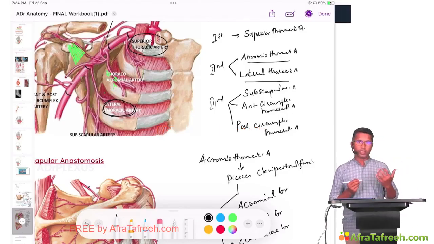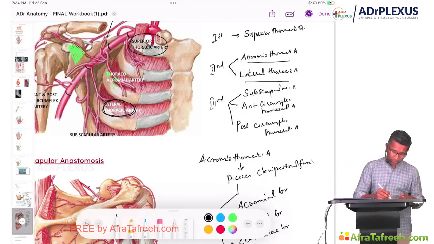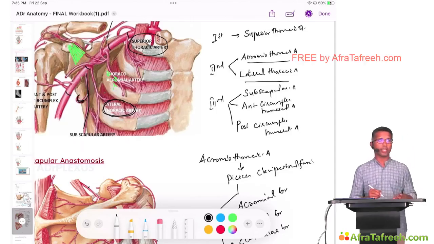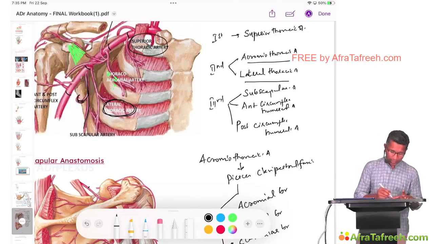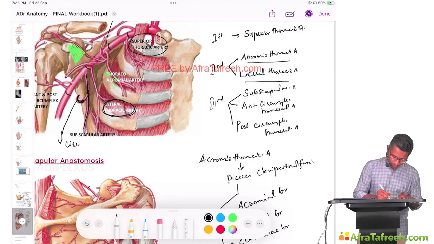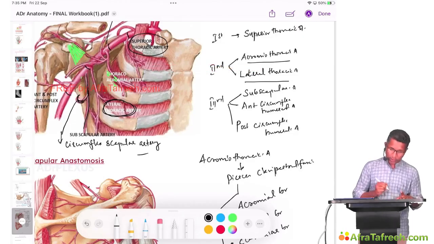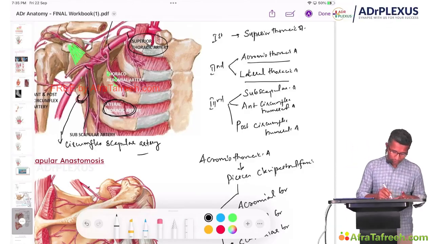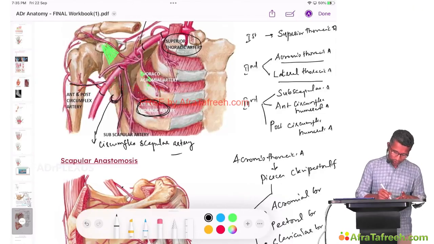Now from the third part you get 3 branches. One branch running along the lateral border of the scapula is called the subscapular artery, and this subscapular artery gives a branch which winds around the lateral border of the scapula, called the circumflex scapular artery. And from the third part you get 2 more branches: the anterior circumflex humeral artery, and the posterior circumflex humeral artery.